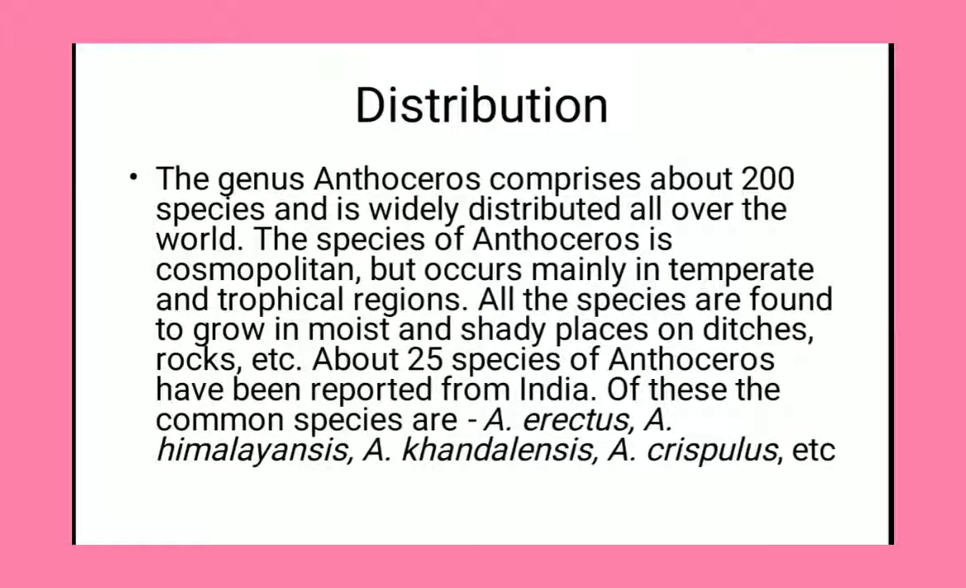About 25 species of Anthoceros have been reported from India. Of these, the common species are Anthoceros erectus, Anthoceros himalayensis, Anthoceros khandalensis, and Anthoceros crispulus. These are all Indian species. About 25 species are reported in India, and they are mostly present in temperate and tropical regions.